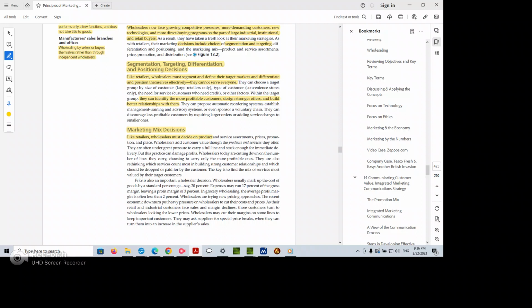Now, in terms of the marketing mix decisions, we need to consider the following. Like retailers, wholesalers must decide on product and service assortment, prices, promotion, and place. Remember the 4 Ps? Prices, promotion, and place.